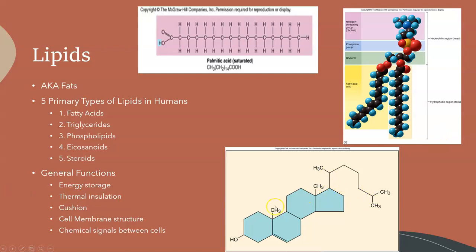And here's a steroid, and how do I know that? Well, it looks like an S. See that? If I drew an S here, that would be a steroid. So just stuff to look at.